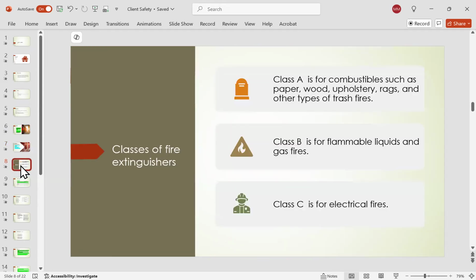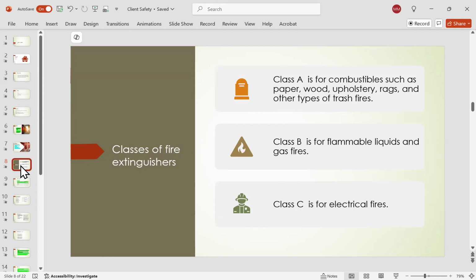Okay. So there are different kinds of fire extinguishers, A, B, and C. So class A is for combustibles like paper, wood, fabric, upholstery, rags, those kinds of things, trash fires. B is for flammable liquids and gas fires. And C is for electrical fires.